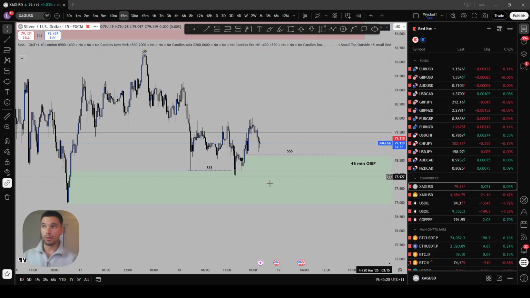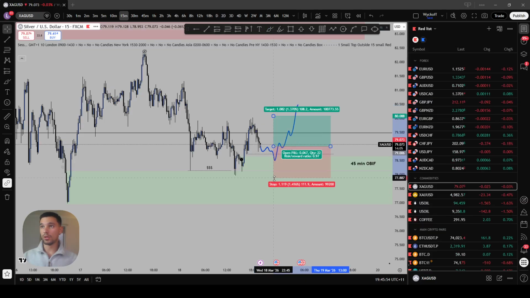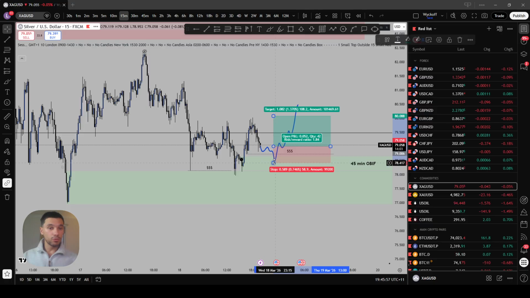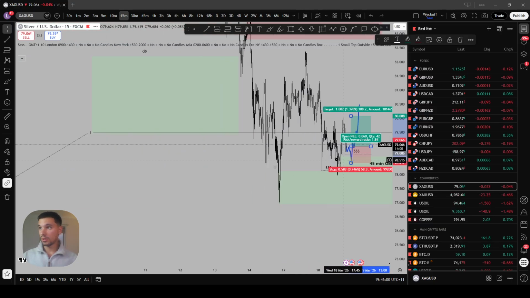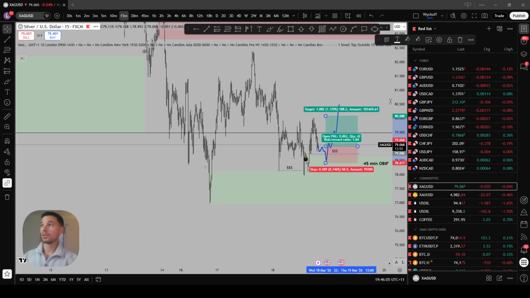And should we mitigate this 45-minute OBIF and get a strong break of structure reaction from it to the upside, then I will be looking to long. It will look something like this. Let's say price does something like this, swept, mitigated, long, and you would be looking to long on that breaker structure. Technically speaking, you would want to put your stops below your mitigation because there's not much reason for price to come lower.